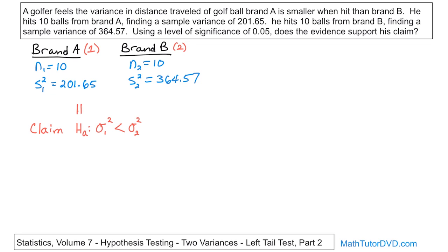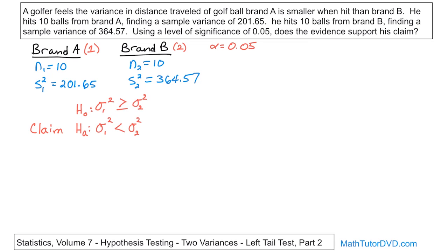If that's the alternate hypothesis, the null hypothesis is the exact mathematical opposite. You just write the same symbols down, the variance in distance traveled, and you have to switch the arrow and put an equal sign under it, because together both of these have to encompass all possibilities. Either brand A is smaller than brand B in the variance, or it's greater than or potentially equal to. This is important to write down. You also want to write down that the level of significance for this problem is 0.05, which is a 95% level of confidence.